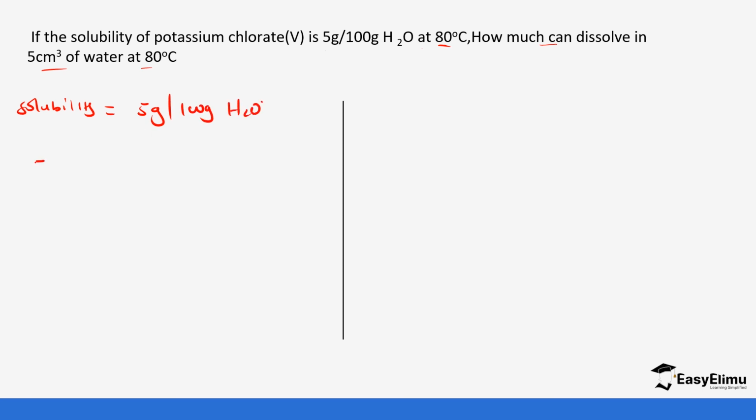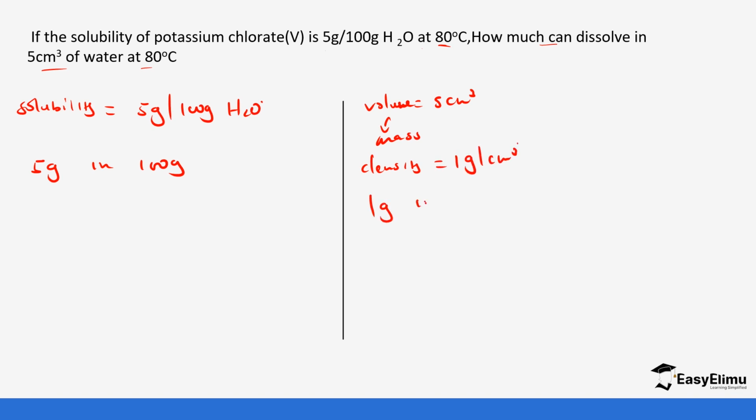So we have been told 5 grams of the potassium chlorate dissolves in 100 grams of water. In this case now we've been given the volume, which is 5 centimeters cubed. We convert that into mass. So we said the density of water is 1 gram per centimeter cubed. That means 1 gram in 1 centimeter cubed. So what about in 5 centimeters cubed, which gives us 5 grams of water?